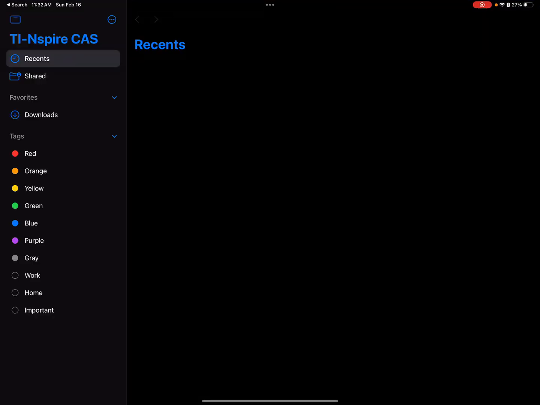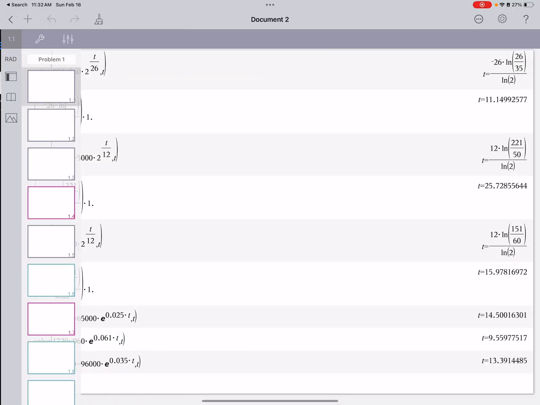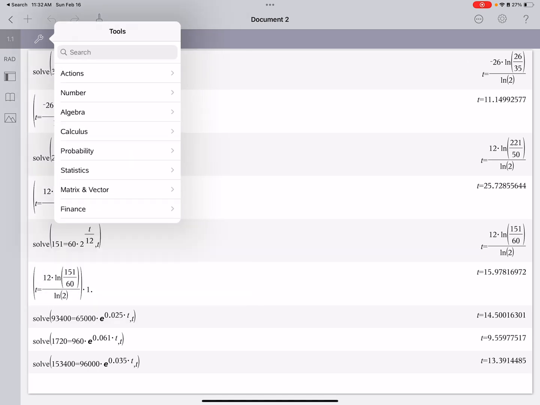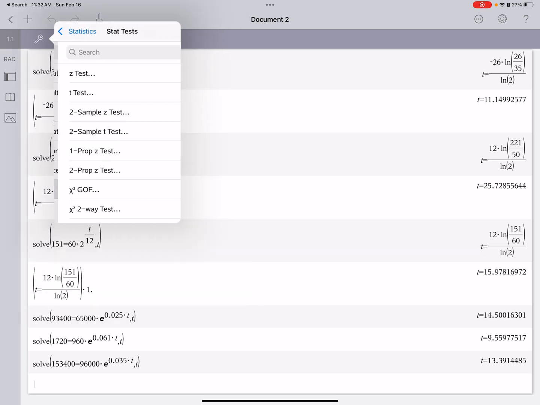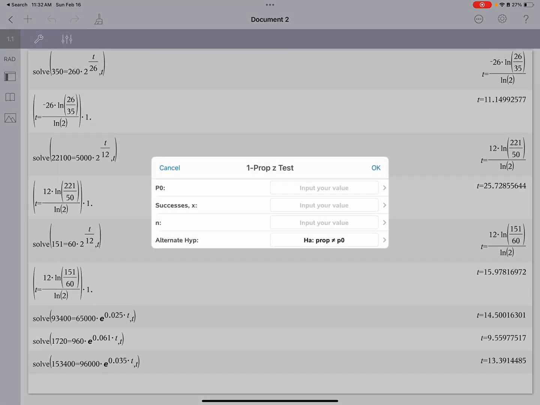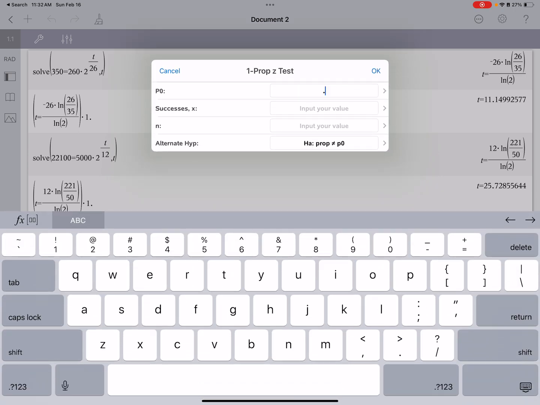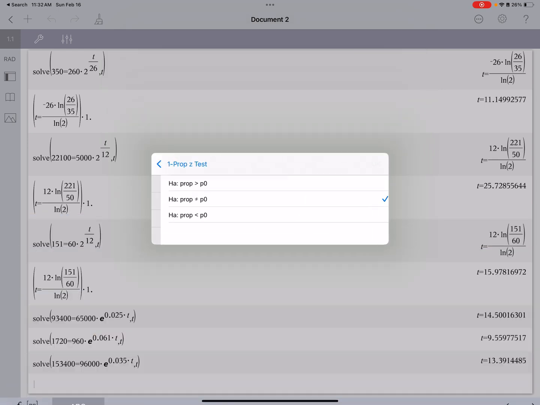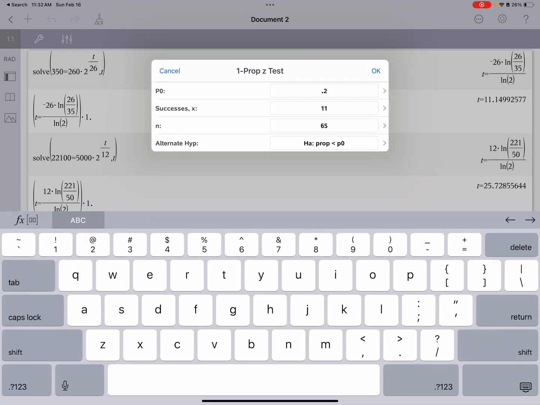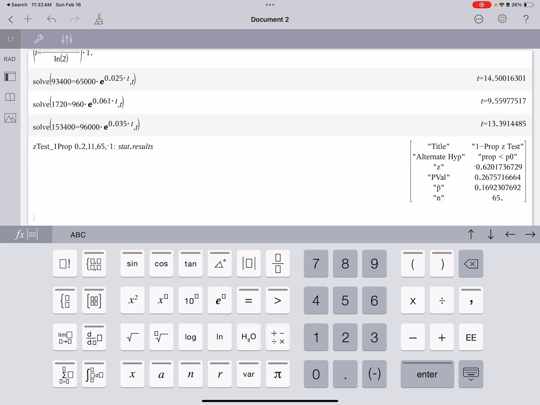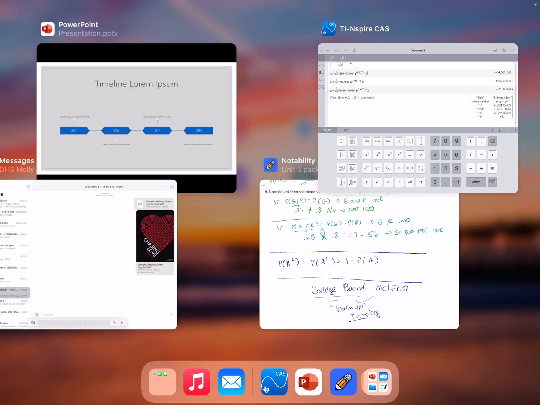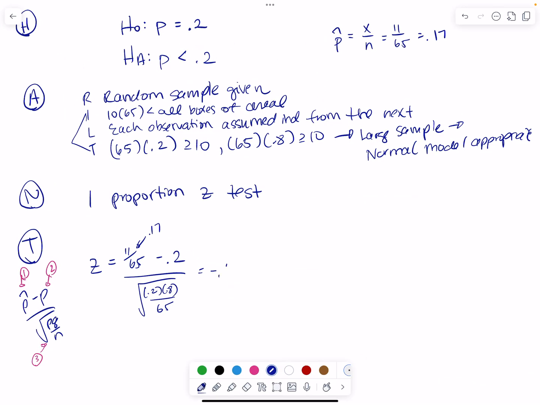So I open up a one prop z-test. The way you do that is menu, stat, test, one prop z-test, and my p is 0.2. This is the p0, the p that's in your null hypothesis, and we had 11 over 65, and we were saying that is less than, so I need to change it to less than. So I hit OK, and then there's all my data right here. So my z is negative 0.62, my p-value is 0.267.